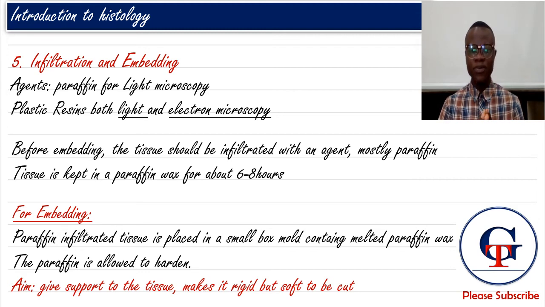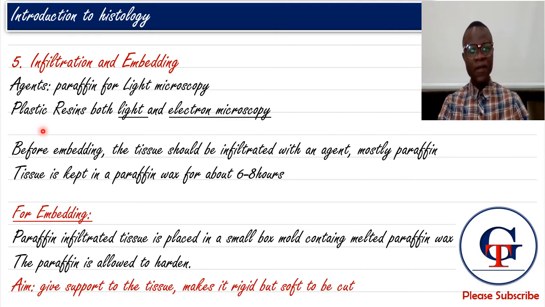For embedding, our primary agent we use here for light microscope is the paraffin, and for both the light microscope and the electron microscope, we use the plastic resin for embedding. However, before carrying out the process of embedding, there is another thing that needs to be established here, that's infiltration, meaning we need to introduce a particular substance into our tissue that will help in the hardening of our tissue for slicing. The remaining steps here are primarily geared towards making our tissue solid, rigid, for slicing in order for us to be able to observe it under the microscope.